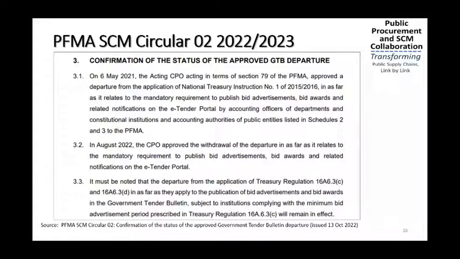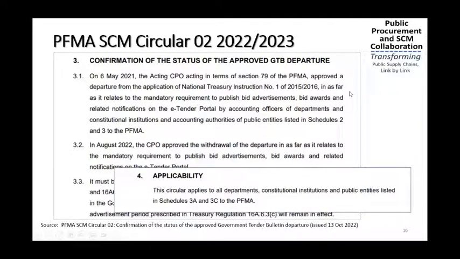It must be noted that the departure from application of Regulation 16AC3C and 16AC3D in as far as they apply to the publication of bid, advertisement, and award in the government tender bulletin, subject to institution complying with the minimum advertising period as prescribed in Section 6.3c will remain in effect. So this needs to be read again. So the source here is actually the confirmation of the status of the approved government tender bulletin departure. It was issued on the 30th of October 2022.